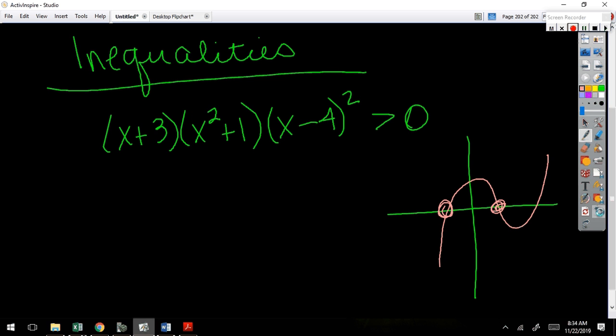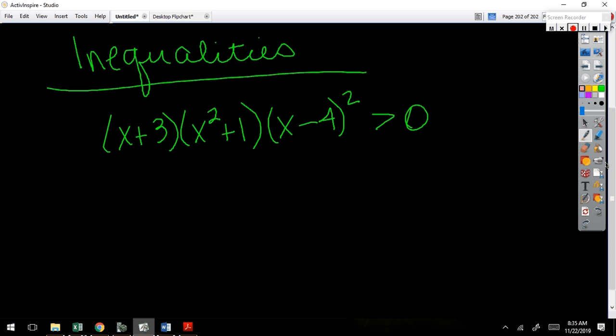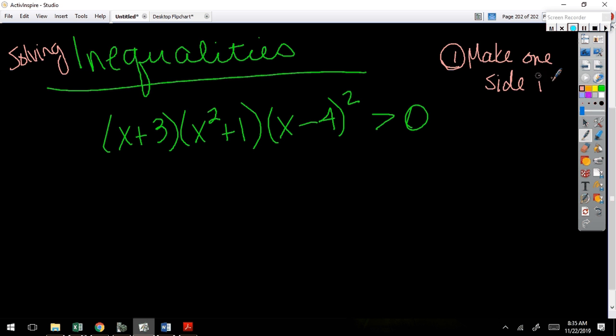Okay. So here's what we're going to do. We're going to make our equation, despite what that inequality starts out being, if it's greater than 5 or whatever it is, we're going to push everything on the same side so that we can have 0 on one side. That way, what I'm really looking for is the places where it's positive versus negative. Does that make sense? Because those sign changes occur at zeros, okay? So my first step in solving inequalities is to make sure one side is zero.